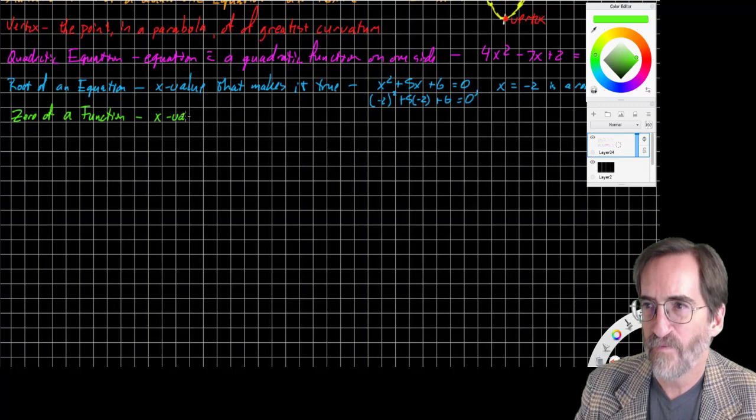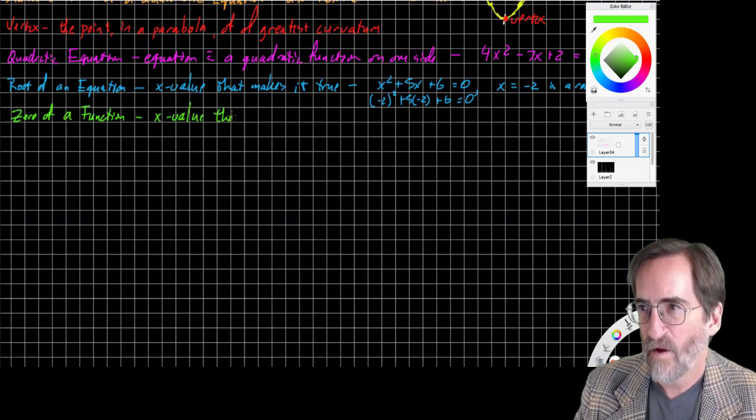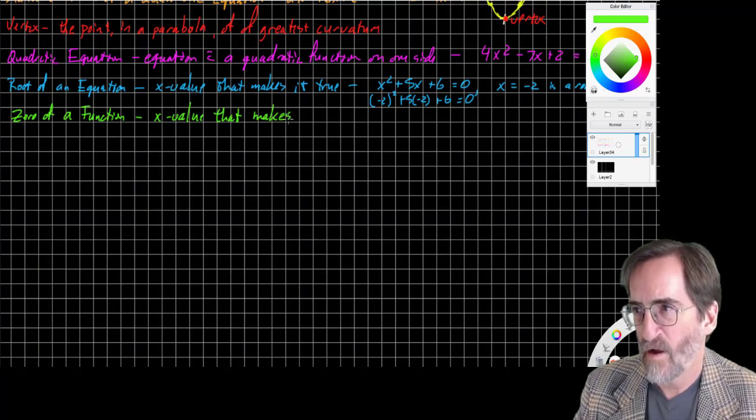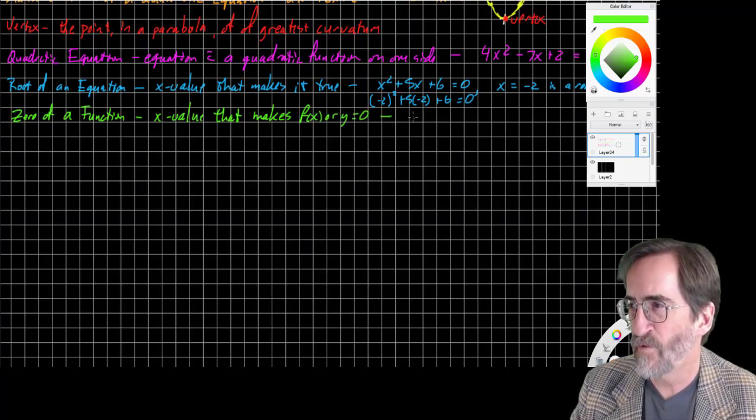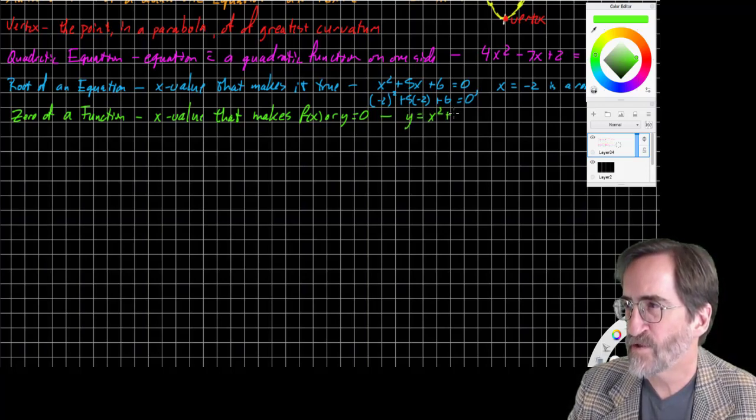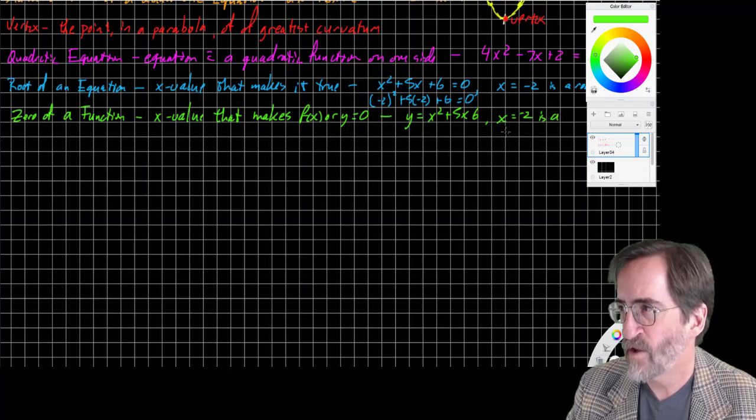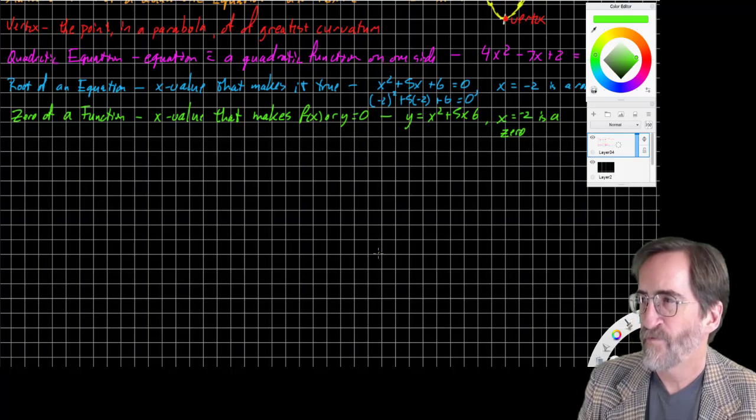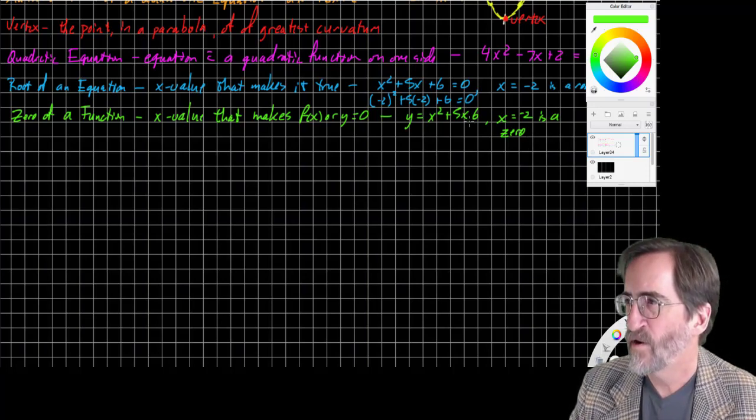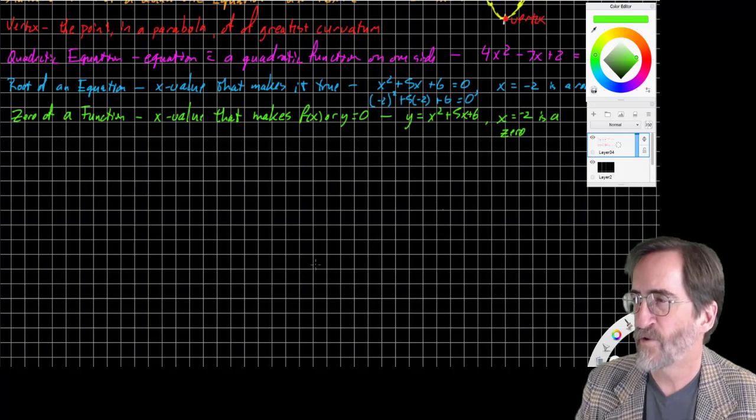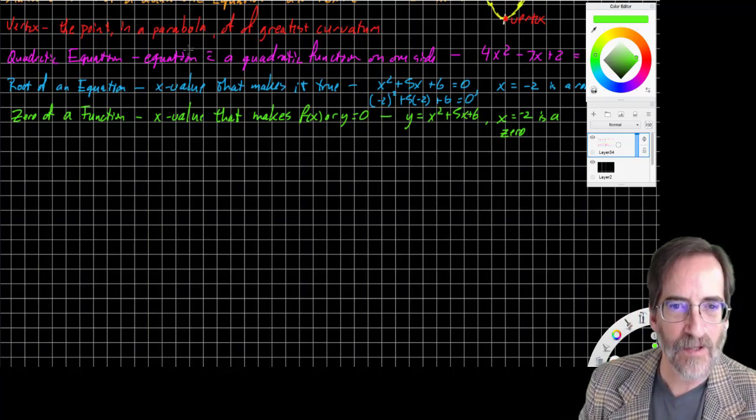X value that makes f of x or y equals 0. Example, if y equals x squared plus 5x plus 6, then x equals negative 2 is a 0 of the function, because it makes the function 0. 5x plus 6. There we go. Okay, that's lesson 3.